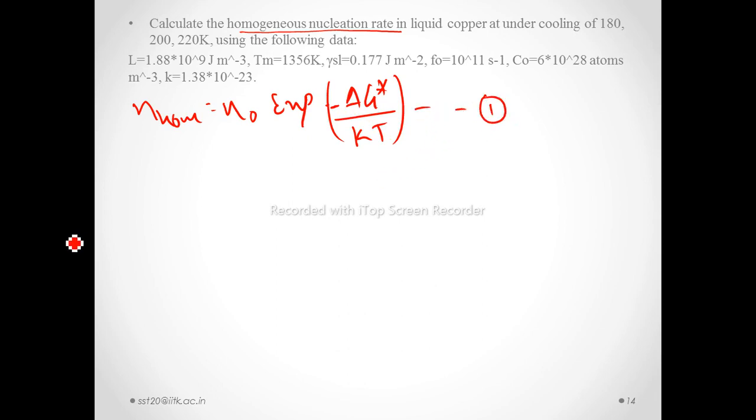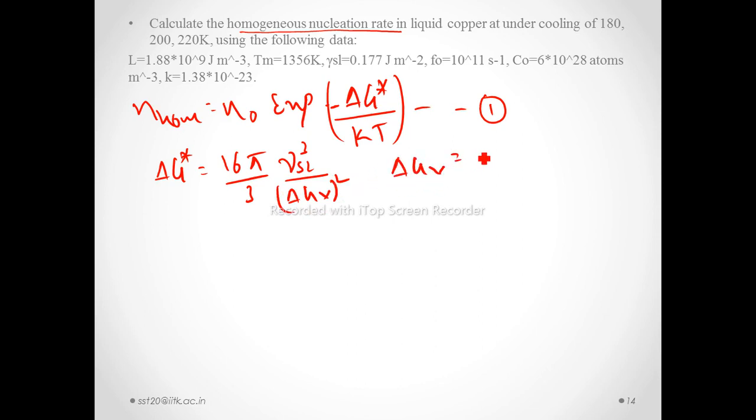Right? This is the basic and fundamental equation. That's why we will consider it as the first equation, and we know that delta G star can be given as 16 pi by 3 gamma of SL whole cube divided by delta GV whole square. Delta GV can be given as L into delta T divided by Tm. This is the equation. So N naught into F naught, this factor.